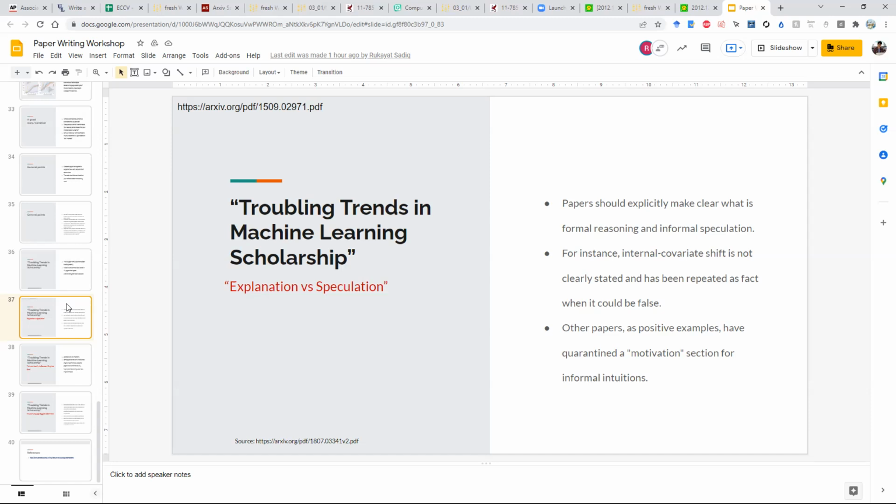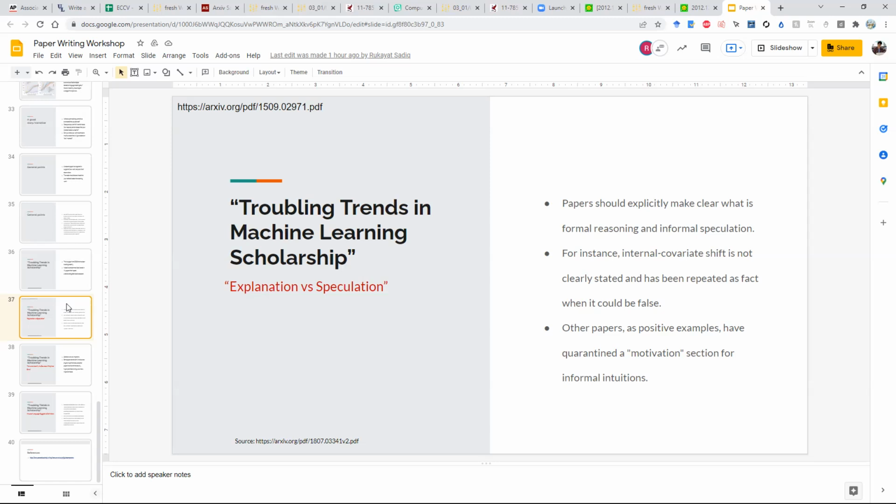For instance, internal covariate shift, which you guys might be familiar with through Adam, is not clearly stated as an informal speculation and has rather been repeated as fact when it could be false. So going through the actual paper, there's no proof for internal covariate shift.